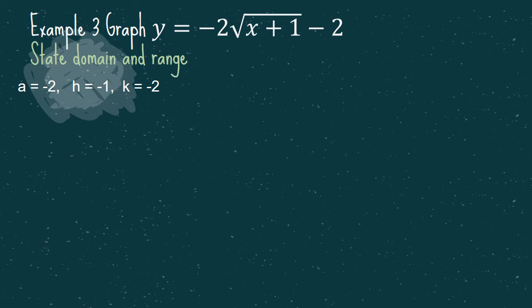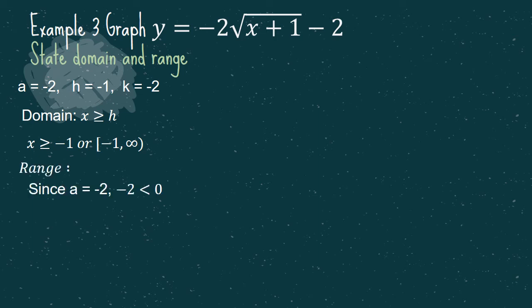And let's find the domain. The domain is the set of all values for x that are greater than or equal to h. So the domain is going to be x greater than or equal to negative 1, or in interval notation, negative 1 to positive infinity. Now let's find the values of the range. The range, since the value of the a is negative 2, and negative 2 is less than 0, we're going to use y less than or equal to k. This will give us the range values. So y is going to be less than or equal to the k value that is negative 2, or in interval notation from negative infinity up to negative 2, including negative 2.